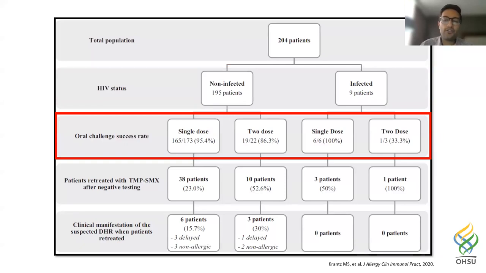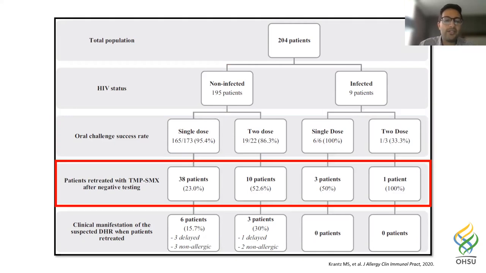Their criteria for 2 doses was really just that the patient had a more severe type reaction or was within the past 5 years. And most of the patients were much longer than 5 years ago, so they ended up challenging a lot of these patients with a single dose. Then they looked at, okay, they challenged them, they passed it. If they got treated with a sulfa antibiotic later on, how well did they do?